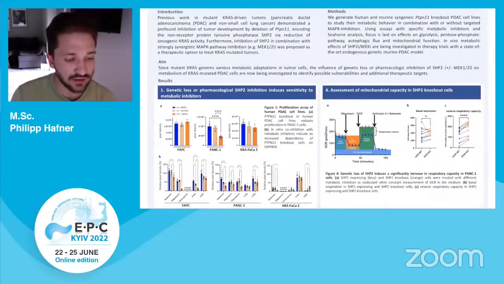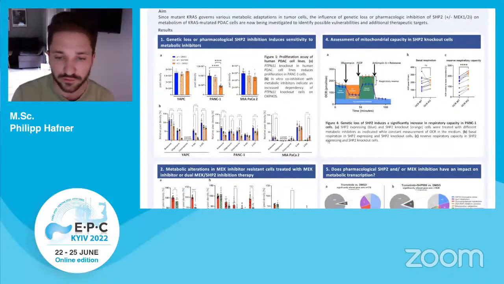Since the proliferation assay from figure 1 indicates a higher dependency of SHP2 knockout cells on oxidative phosphorylation, we checked the respiratory capacity by using the Seahorse device in figure 4. So we observed no significant differences in basal respiration, but a clear difference in respiratory capacity.